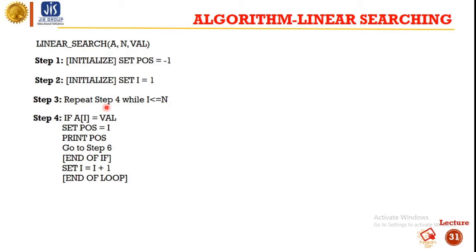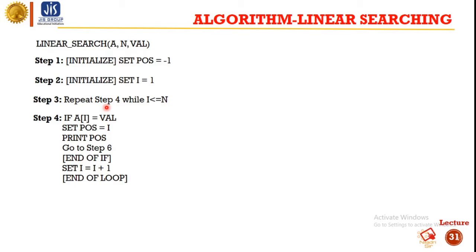Suppose there are 5 elements. The index value of the first element is 1, next one is 2, 3, 4, 5. At first the value of I is from 1 to 5. We will check first A of I, that is A of 1, whether it is equal to the searching element or not. If it is true, that means if the first element is the searching element, then we will go to step 6. That means the searching is completed.